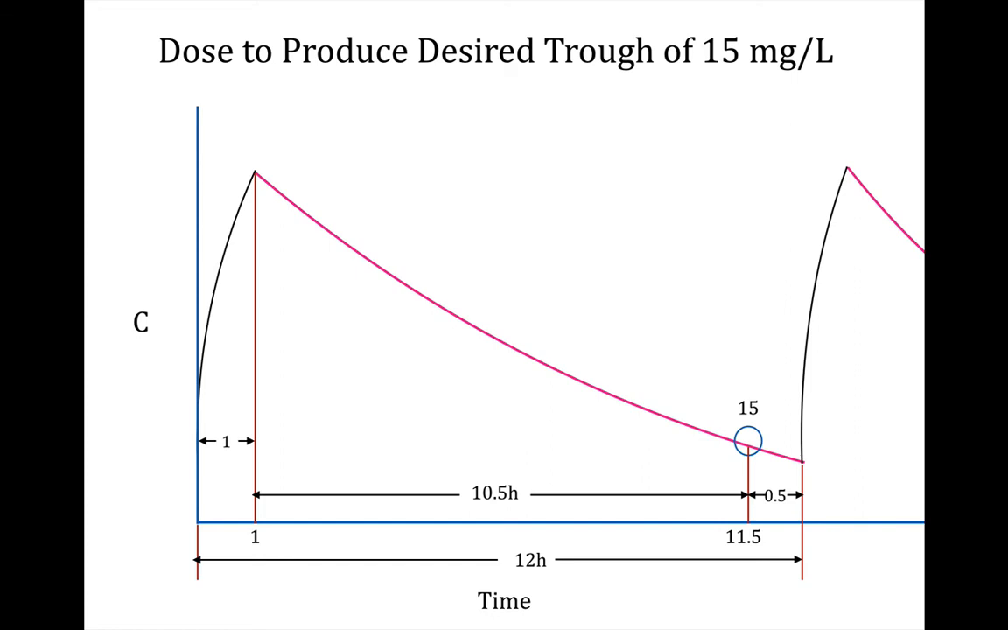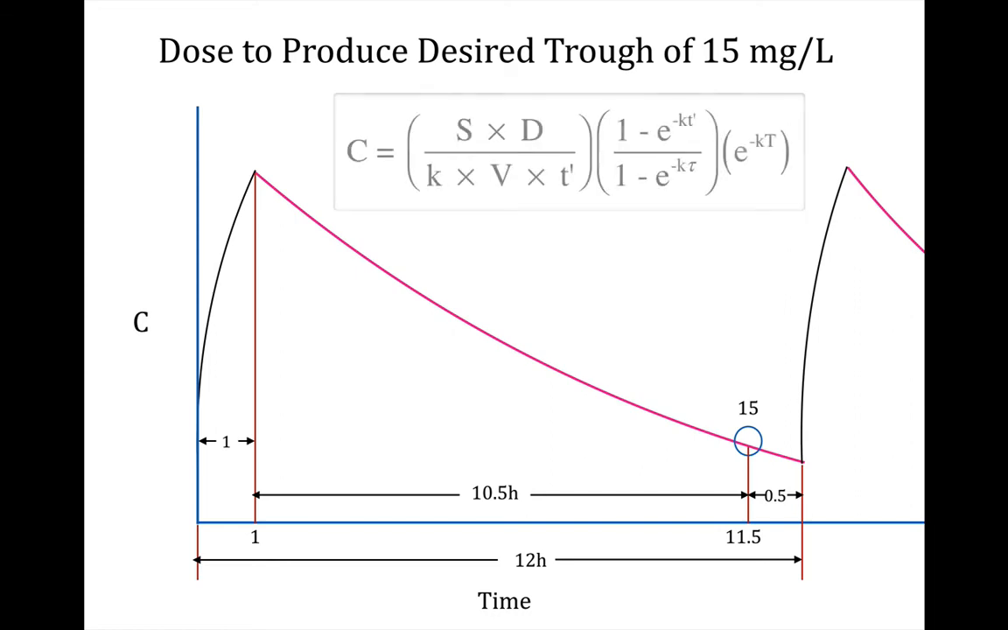When we want to predict the dose to produce the desired trough, we obviously have to use the equation that describes the method of dosing. And this is the equation, where the concentration at any time, capital T, after the end of the infusion can be determined. We have T prime, the infusion time, and tau as the dosage interval. Everything is known in this equation. Volume, K, we've determined that. We know the time of infusion. The only thing that we don't know is the dose.